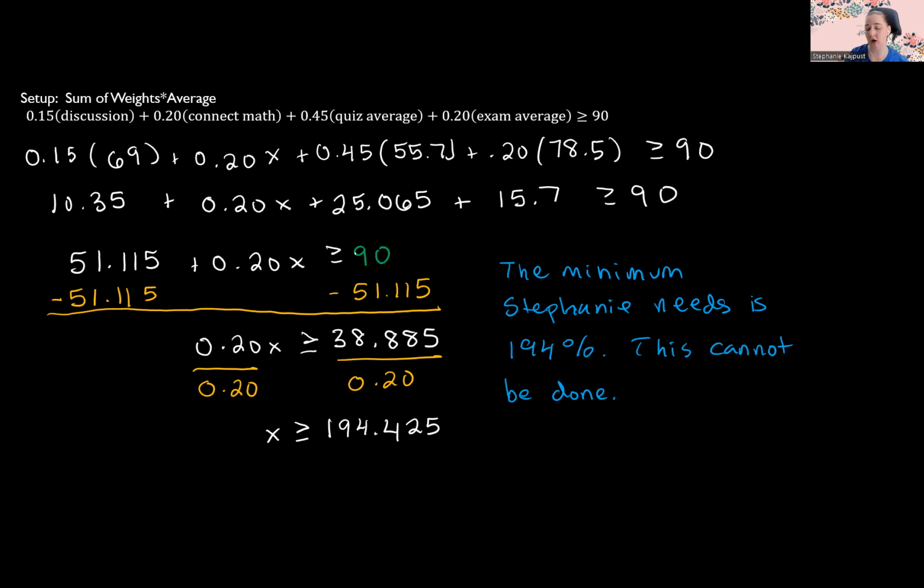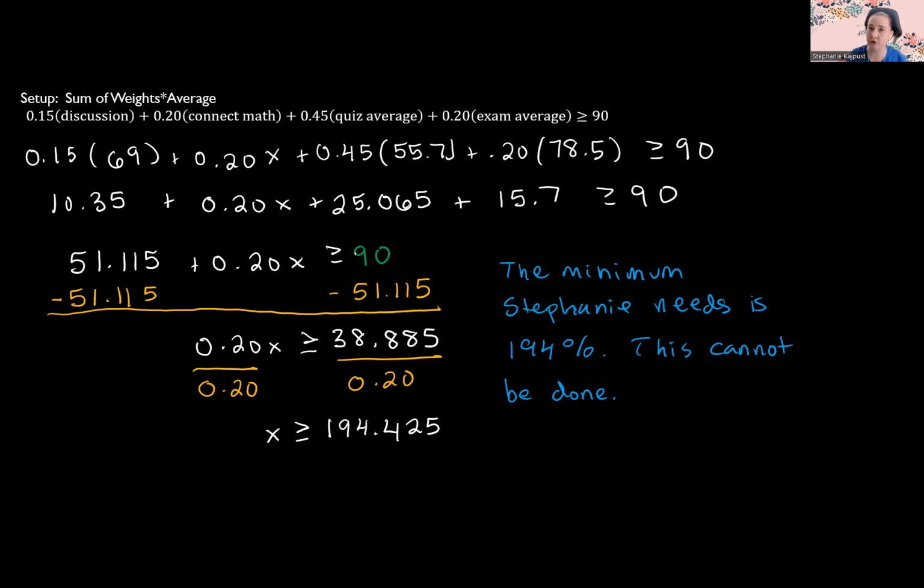That gives me 144%. So still not possible. So then I say, okay, well, can I get a 70? You can redo the calculation, 94%. So it is possible to get a 70 in the class as long as the Connect Math score is above 94.425%.